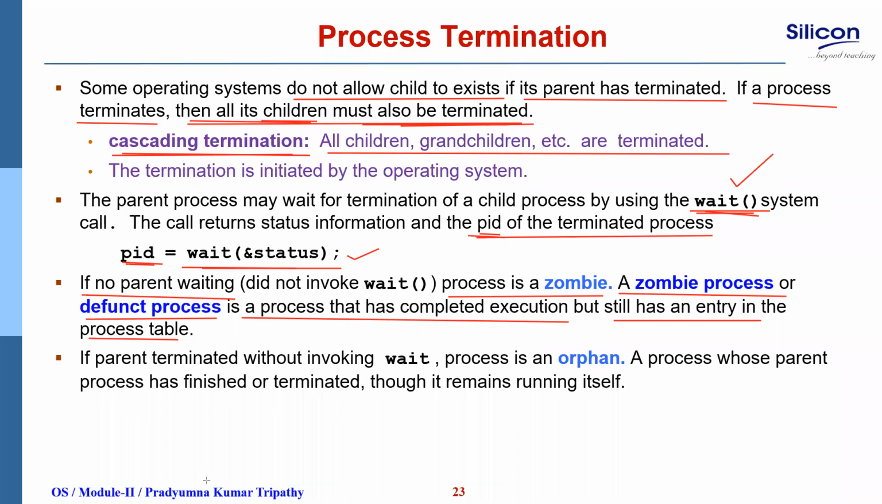If it is R, it is running, or S, sleeping. More about the zombie process, sleeping process, and executing, these states will be discussed in the lab. But for the time being, remember that a zombie process is one where the process has completed its execution but still has an entry in the process table. An orphan process is when the parent is terminated without invoking the wait. Is that clear? Any doubt?